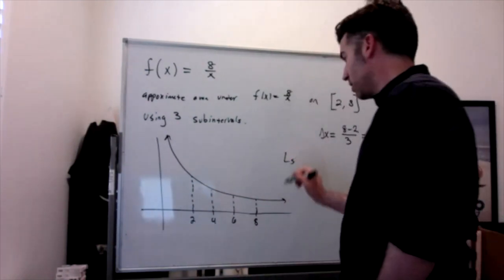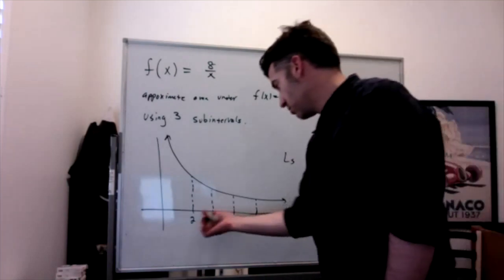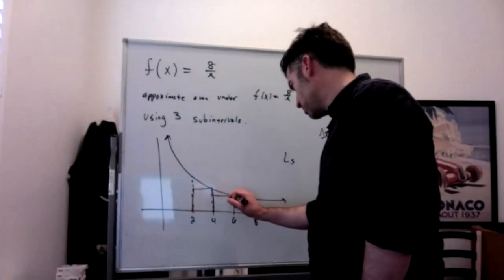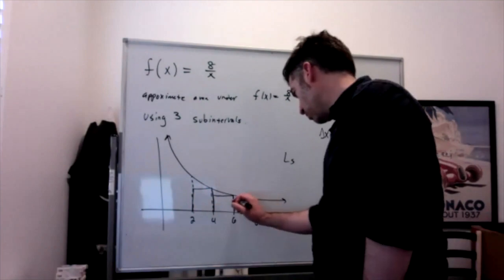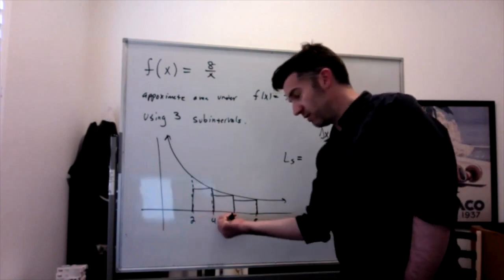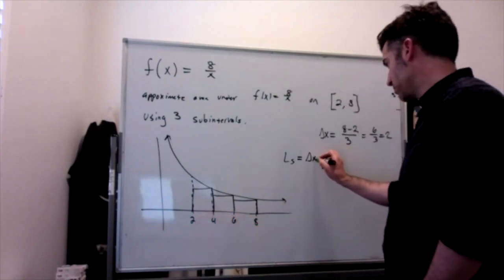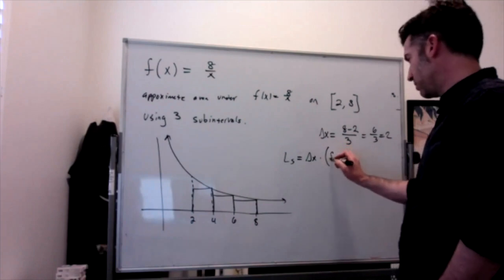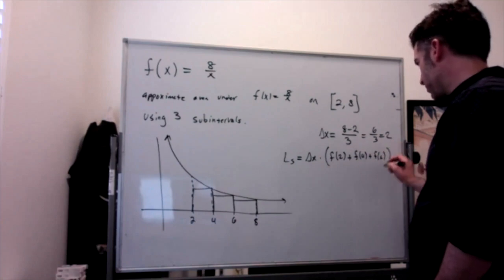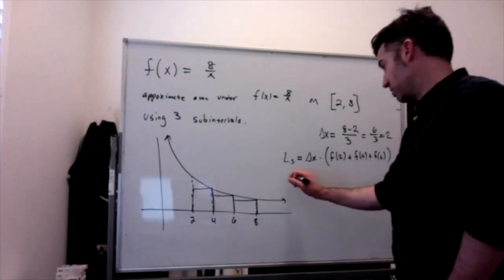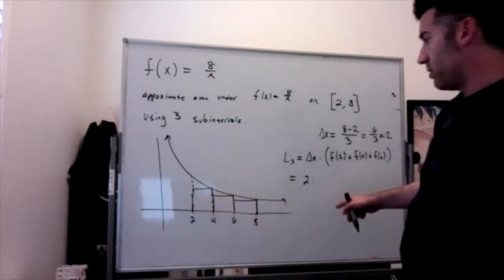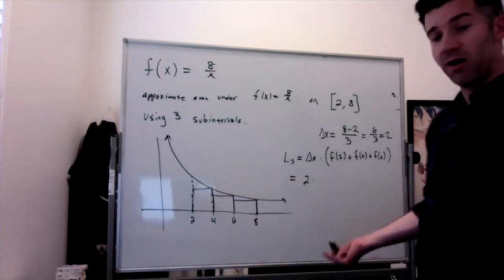So for the lower sum, I want the smallest rectangle I can get in each subinterval. So there's my smallest rectangle. I'm using the right endpoint to give me the height. So the lower sum is going to be the base of each rectangle times the height of each rectangle. F of 2, f of 4, f of 6. In this case, my base is 2. F of, I wrote the wrong thing, right?